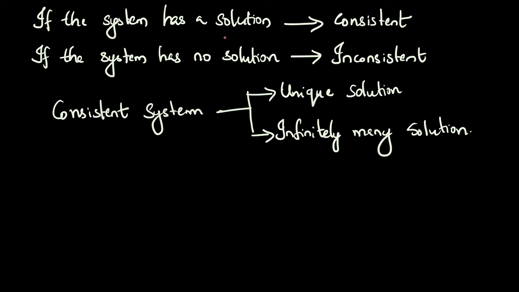And we can classify the system based on the solution. If the system has a solution, then the system of linear equations is said to be consistent. And if the system has no solution, then it is said to be inconsistent. A consistent system, that means it has a solution, can be of two types: one, a unique solution, another, infinitely many solutions.